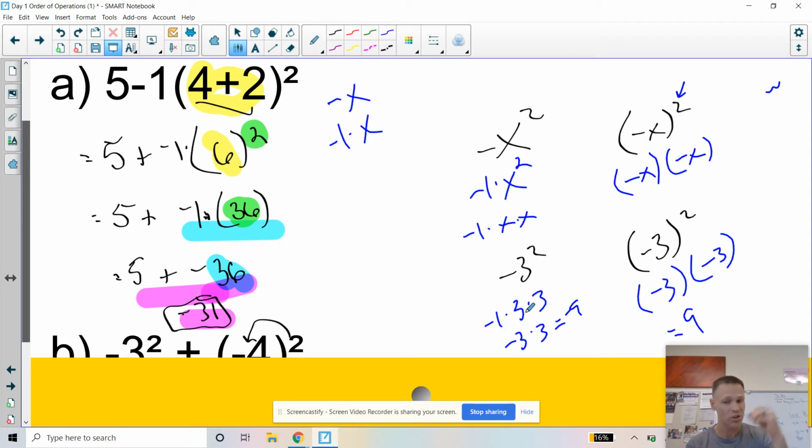I don't want you to remember the shortcut that I just kind of said there. I want you to remember the process, okay? Anytime you have a negative, it's really -1 times that value. And if you separate that out and follow order of operations, this is why we get the difference.